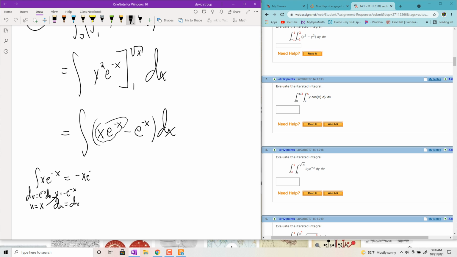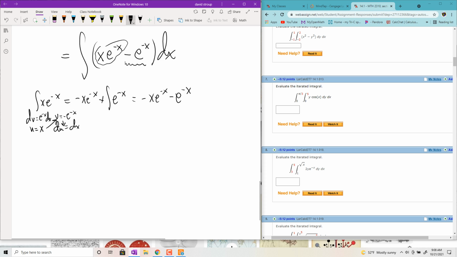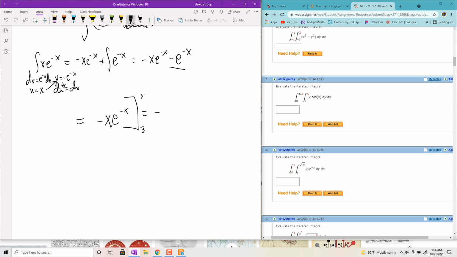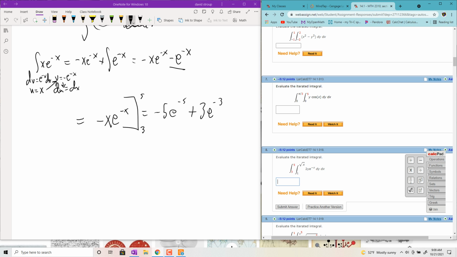u times v, so negative x e to the negative x, minus the integral of v du. So that'll become plus the integral of e to the negative x. And that will be negative x e to the negative x minus e to the negative x. Then the integral of this other part is going to be a plus e to the negative x, so this part and the integral of that part will cancel each other out. You'll be left with negative x e to the negative x. Then we evaluate on the outside limits, 3 to 5. So you get negative 5 e to the negative 5. I just need to put the x in for some reason. And then plus 3 e to the negative 3. And that looks like it. That's your answer there.